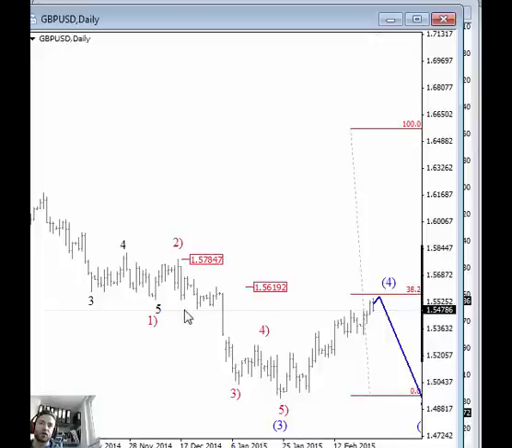So I was looking for a move back into this area, from where this market came or sold off, especially because 38.2% is also in this region.